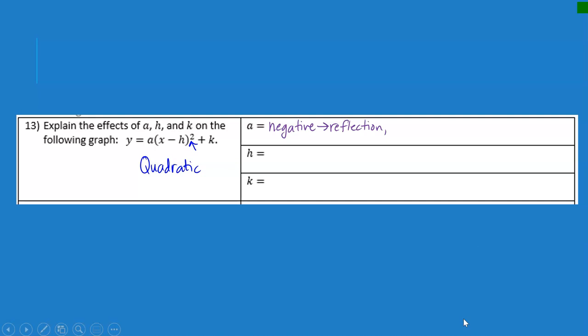So if your A value is greater than 1, and I'm not talking about the negative, that's a whole separate issue, I'm just looking at the actual number, so if you had a number like 2 or 5 or 10, that would be considered a vertical stretch. And if you had an A value that was between 0 and 1, so not negative, but a proper fraction like 1/2 or 3/7 or 2/3, that would be considered a vertical shrink.